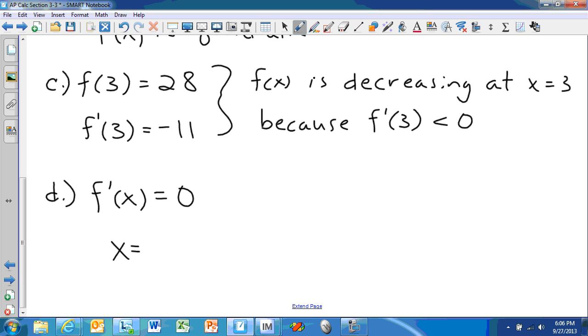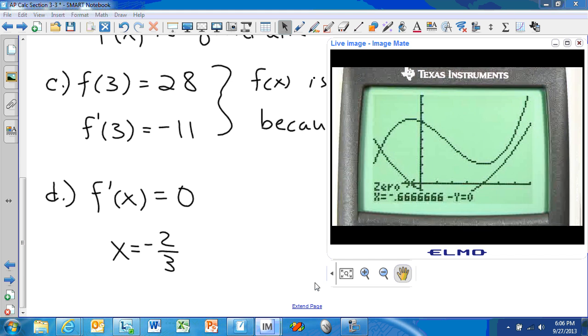So the solution is x equals negative 2/3. Now that's one of the two solutions. Let's go back to the calculator and let's find the other solution. So second calc, and we'll calculate another zero. Make sure you jump down to y2.